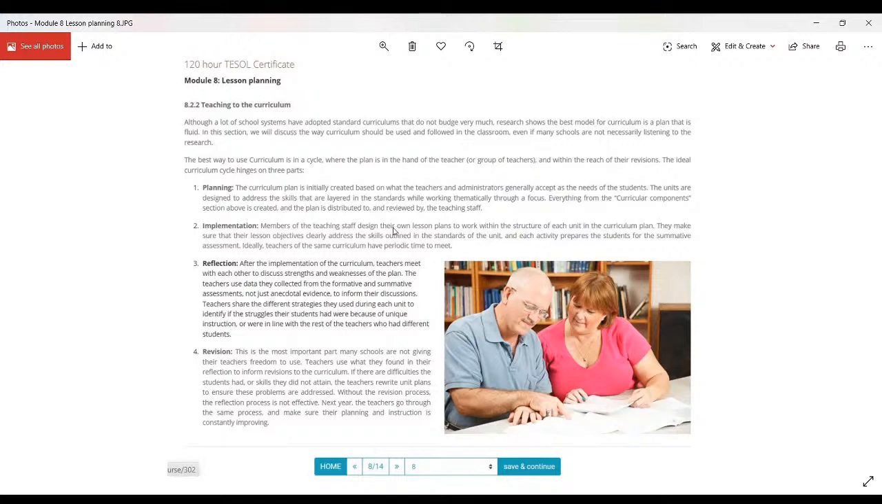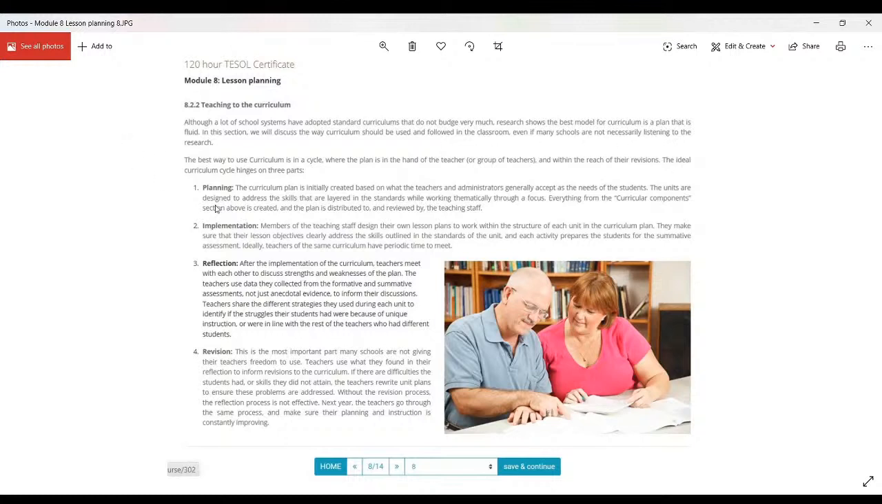Alright, so second bullet, which is teaching to the curriculum. Although a lot of school systems have adopted standard curriculums that do not budge very much, research shows the best model for a curriculum is a plan that is fluid. In this section, we will discuss the way curriculum should be used and followed in the classroom, even if many schools are not necessarily listening to the research.